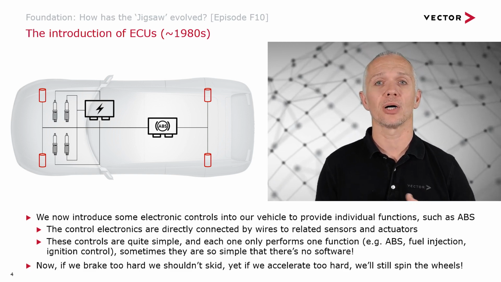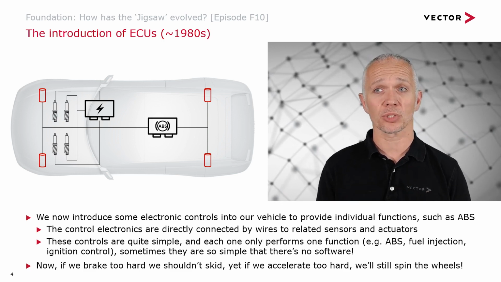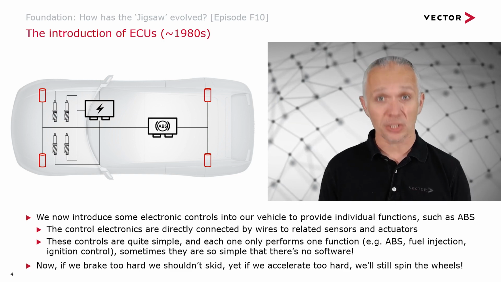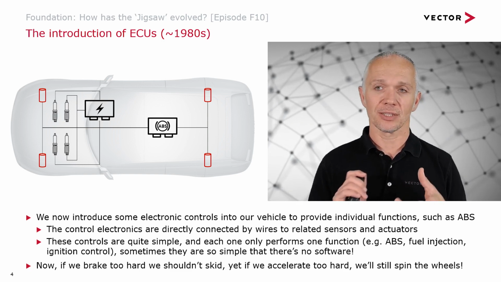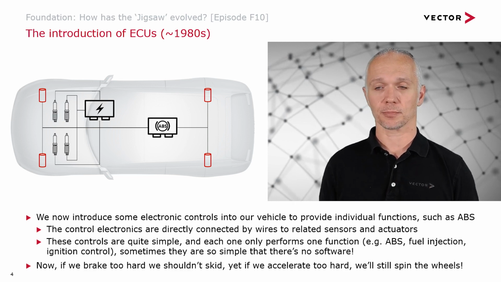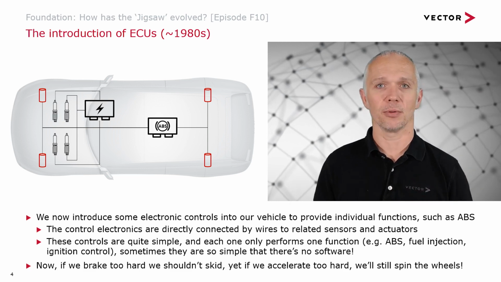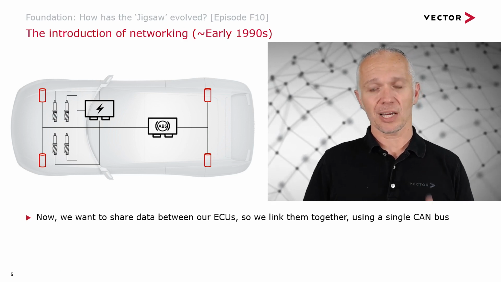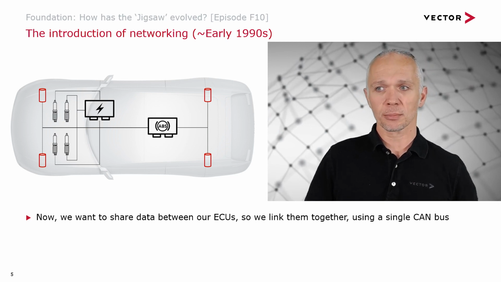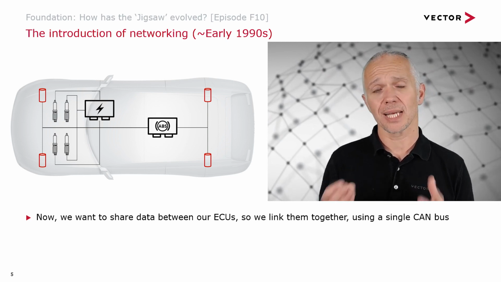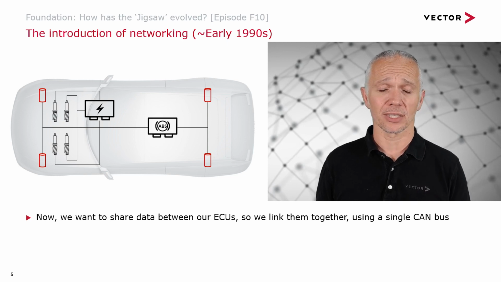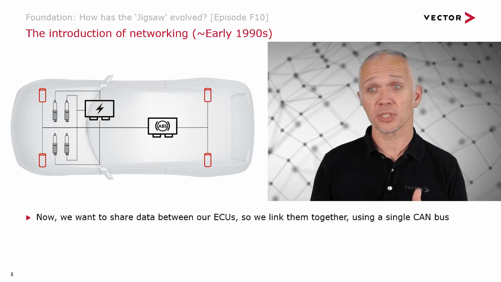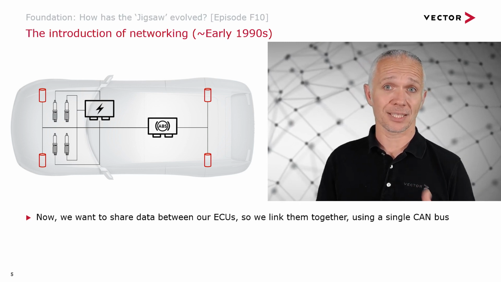There's no way for our braking system, which is monitoring the wheels, to let the ignition controller know that it's got to do something, perhaps to adjust the engine power and thereby regain traction. So, step on again. We have ECUs here. We have software now as well as the electronics. And we want to be able to share data between our braking controller, our ABS controller, and our ignition controller specifically to get our traction control function.